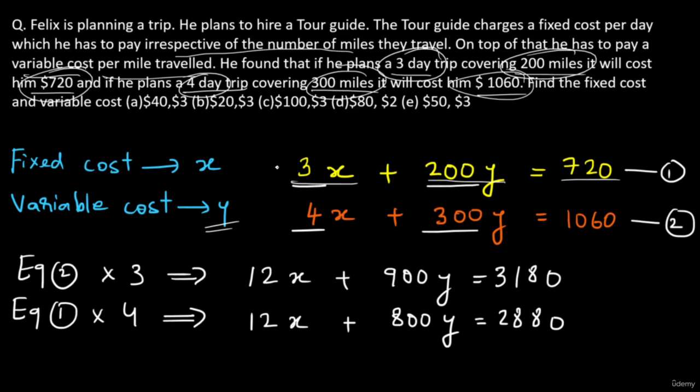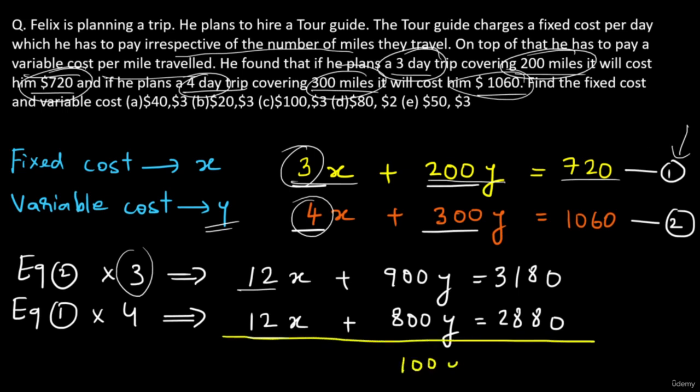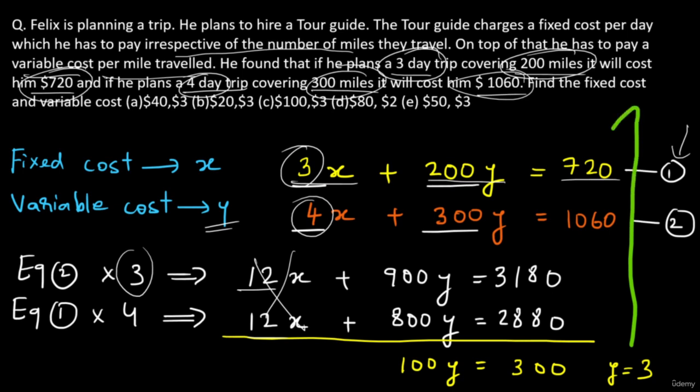So you can see that over here we applied a technique. We saw we have 3 over here, so we multiplied equation 2 with 3. We saw we have 4 over here, so we multiplied equation 1 with 4. So in that case, the coefficient of x in equations 1 and 2 will become 12. So that's what we've got over here. Now let's subtract, and these two get cancelled out. 900 minus 800 is 100. So we get 100y is equal to 300, or y is equal to 300 by 100, which is equal to 3.